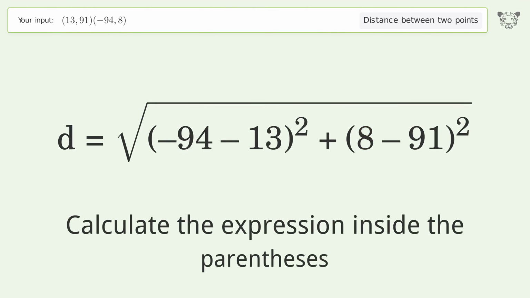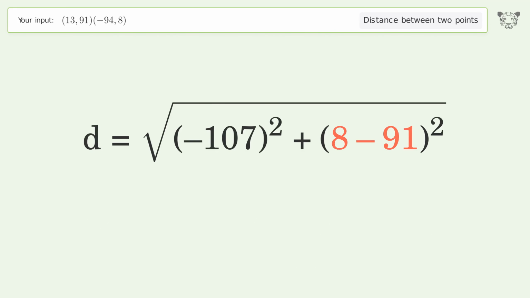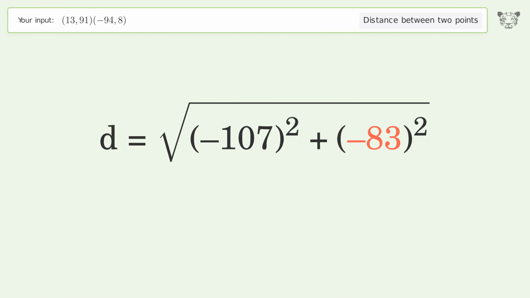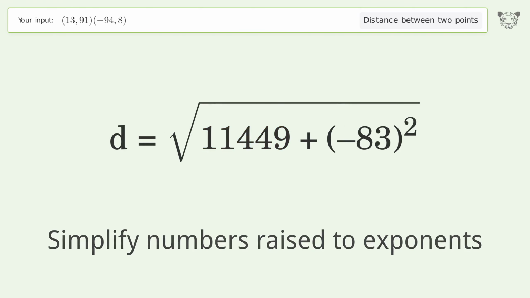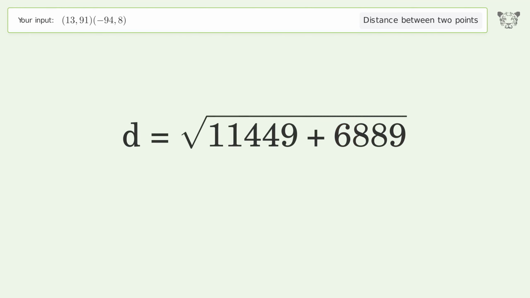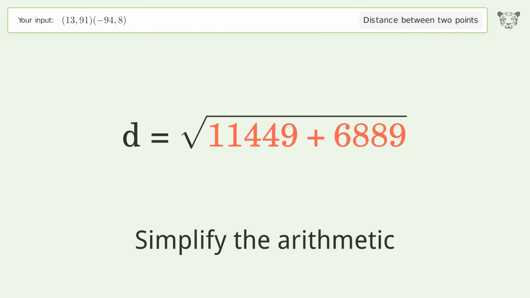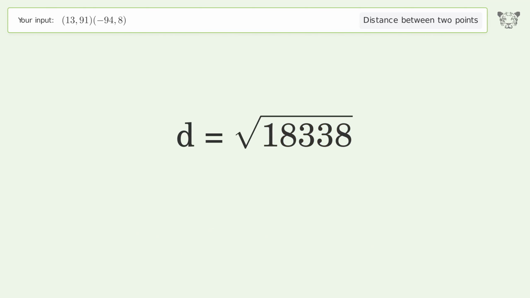Calculate the expression inside the parentheses. Simplify numbers raised to exponents. Simplify the arithmetic. And so the distance between the 2 points is the square root of 18,338, or 135.418.